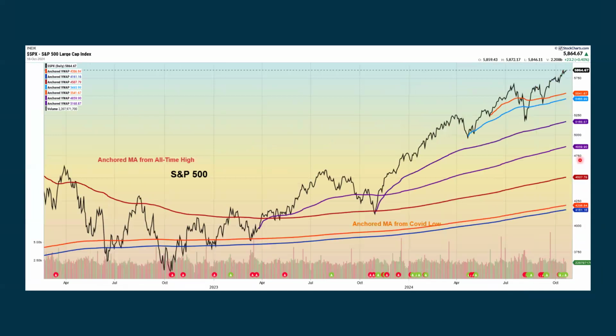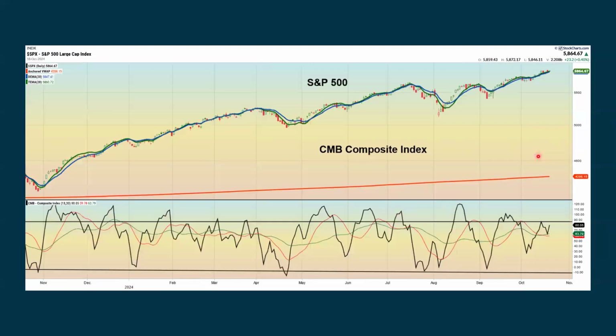Anchored moving averages also, at least the way I implement them, are more beneficial to us when the market's actually declining. We're going up and we're not near any of these anchored moving averages right now, so there's been no need to show this chart. The CMB composite is another oscillator. We are positive here. I only show this when we get above or below the black lines, and we're not there now.